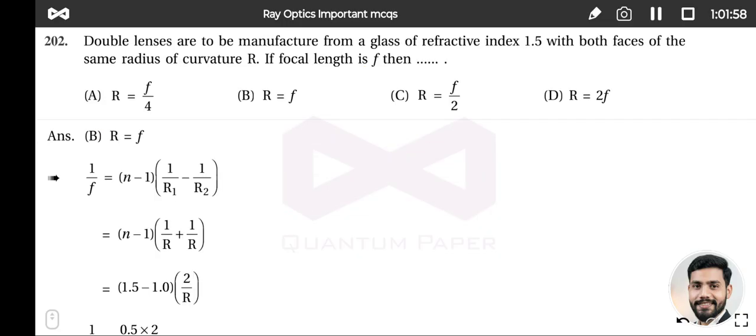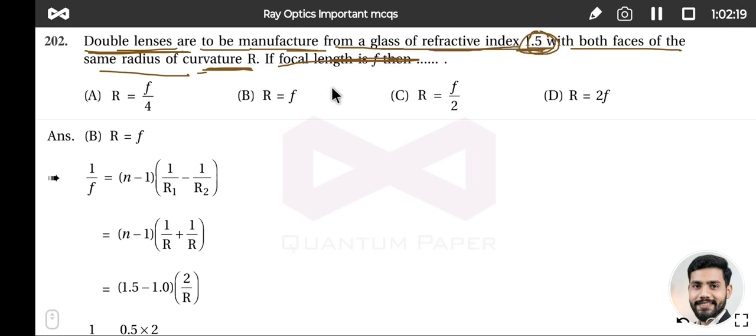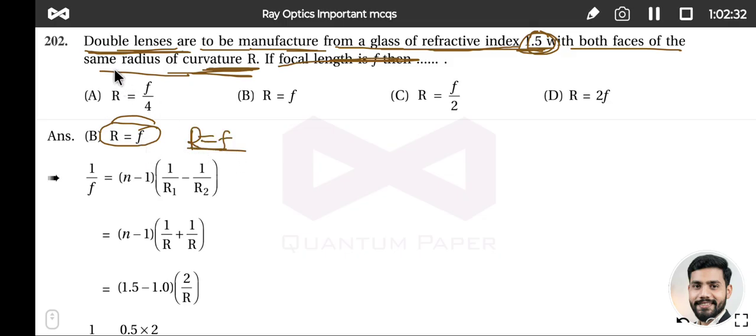Double convex lenses are to be manufactured from a glass of refractive index 1.5, with both faces of the same radius of curvature r. Then the focal length f is? Remember the result: whenever double convex lenses are manufactured from glass of refractive index 1.5 and both faces have the same radius of curvature, the focal length is equal to the radius. So r and f are equal in this case. The correct answer is B. Otherwise you can solve by using the lens maker formula, you will get the same answer, r is equal to f. Okay, thank you very much.